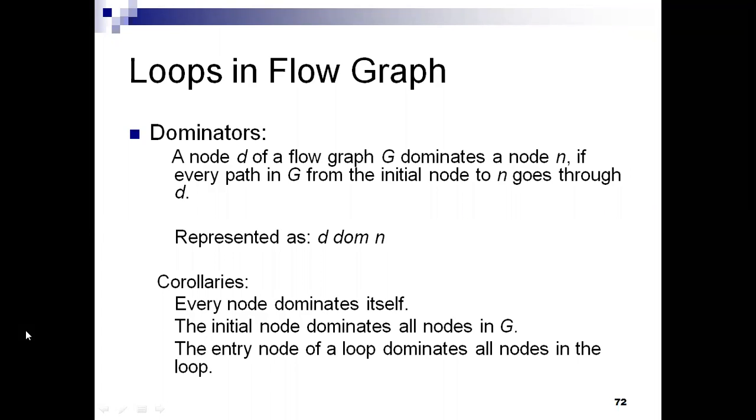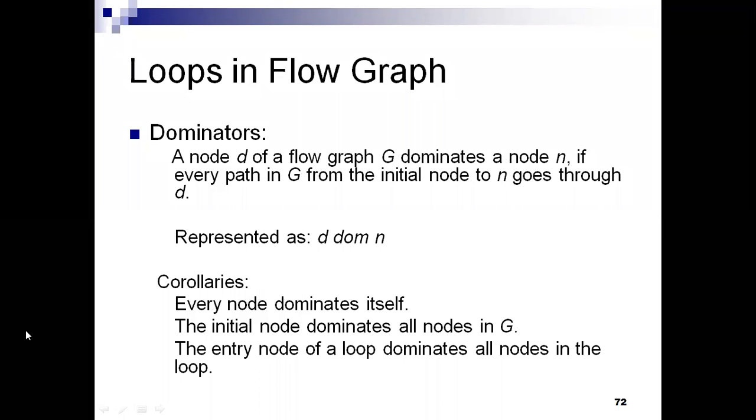Now, what is a loop? After knowing about the flow graph, we need to know what a loop is. A loop is a collection of nodes in the flow graph. If you know what a flow graph is, then automatically you can know what a loop is. By knowing the definition of the flow graph, we get the definition of loops. And here we also have some constraints for loops. What are those constraints?